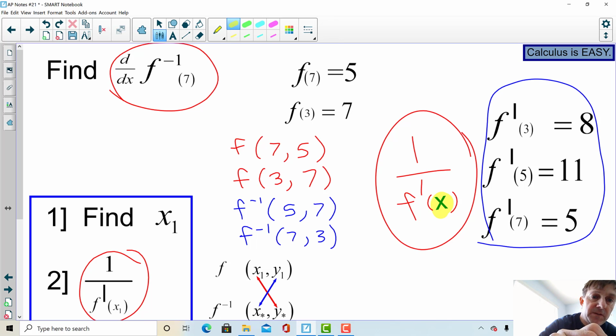Now up here, you'll notice that the 7 is the x value for the inverse. So that corresponds to this point. This point has an x value of 7. So that means it would have a y value of 3. And so that's the point we want to use. That corresponds to this point that has an x value of 3. So we want our x value right here to be 3. So our final answer is 1 over f prime of 3. It tells us what f prime of 3 is. It's 8. So our final answer is going to be 1 over 8.